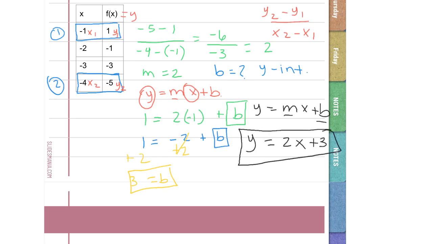All right. So that's how you do it whenever they don't give you the x is equal to 0. You have to find what the b is.